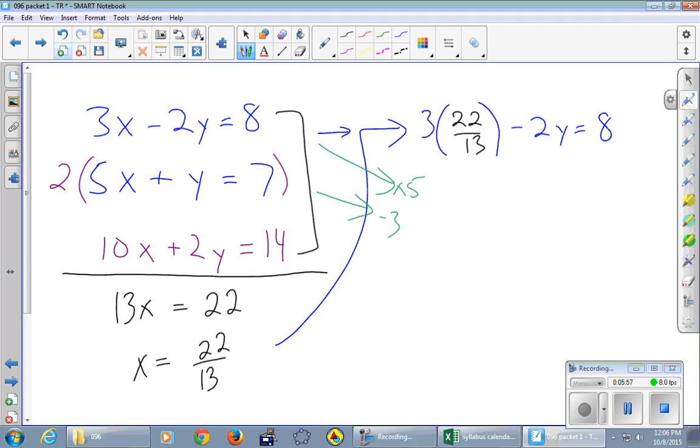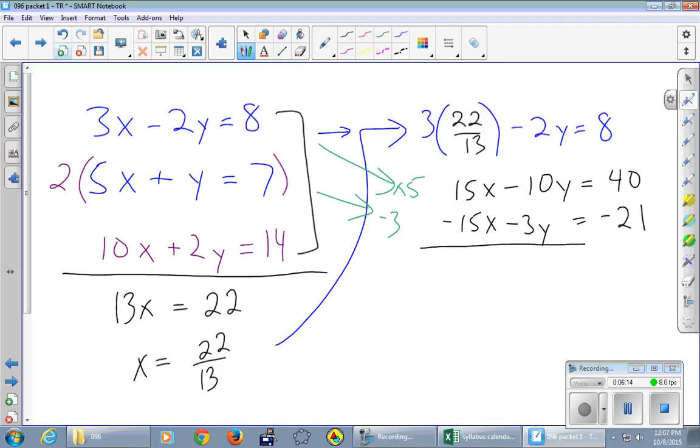So 5 times the first equation, 15x minus 10y equals 40. And -3 times the second equation, ignoring the 2, it's in purple. -15x minus 3y, -21. And if we add these equations, what happens? What about those x's? They cancel, and that's the idea. And you'll have a simple equation with y in it.